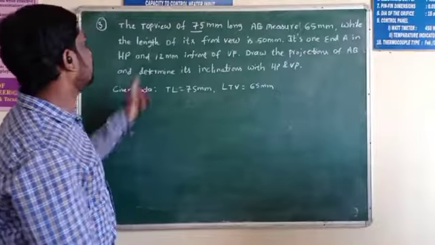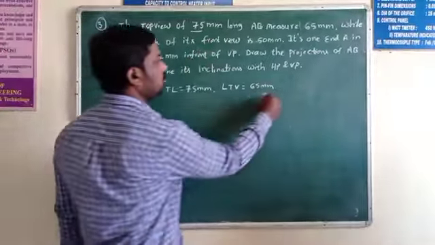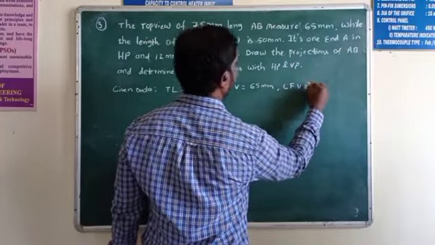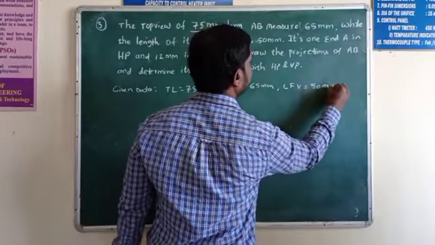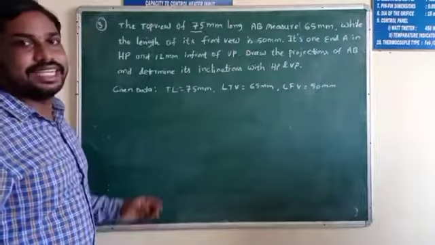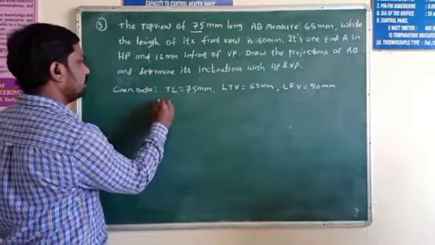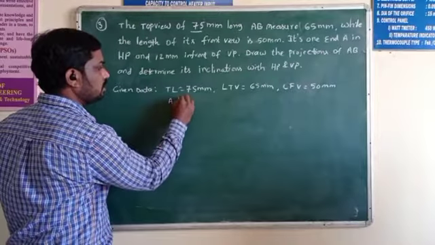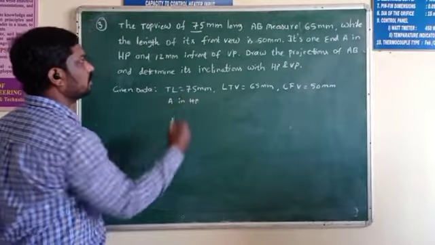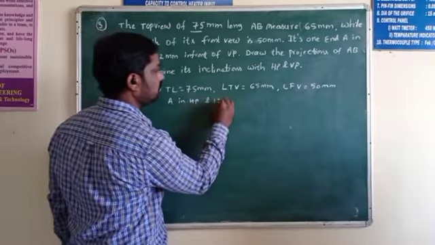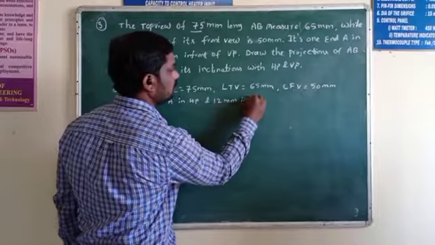While the length of the front view is given, LL3 equal to 50 mm. Next, point A is in HP, or on HP, and 12 mm in front of it.